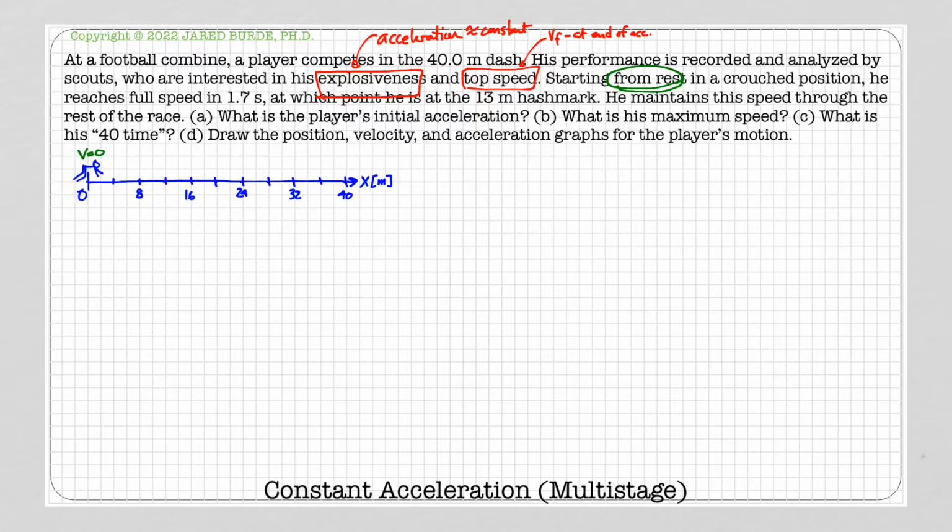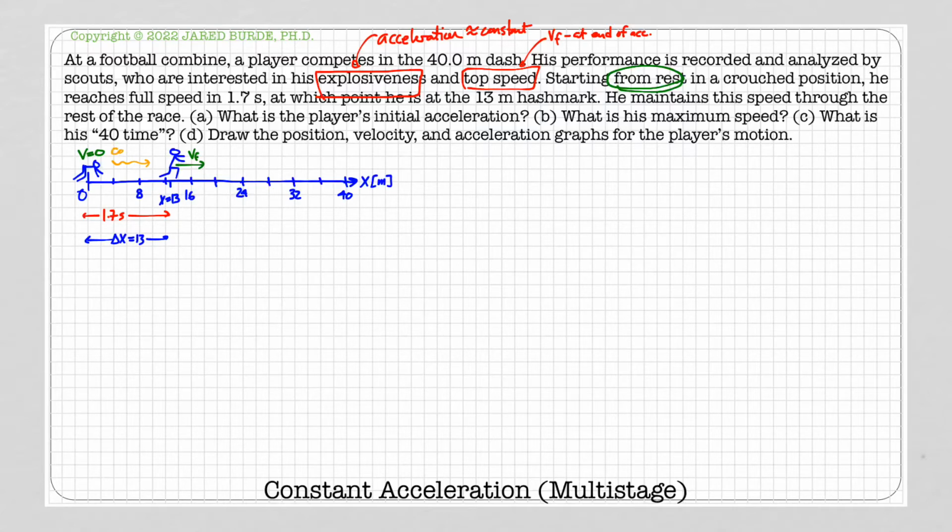We're told that he starts running, and it takes 1.7 seconds to reach full speed, which is at the 13-meter hash mark. So when our runner is right around here at the 13-meter mark, we know that 1.7 seconds have elapsed. We also know that his displacement in that interval is 13 meters, if he's gone from the 0 mark to the 13-meter mark. We don't know how fast he's going. We know that he has been giving himself the maximum acceleration that he is capable of over this interval. He hits his maximum speed here with some acceleration.